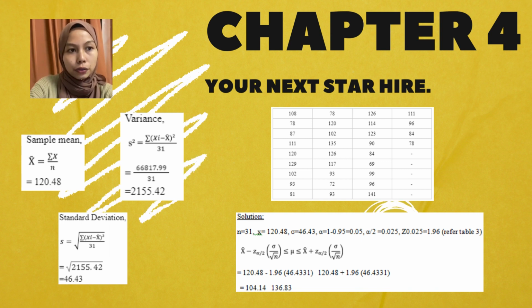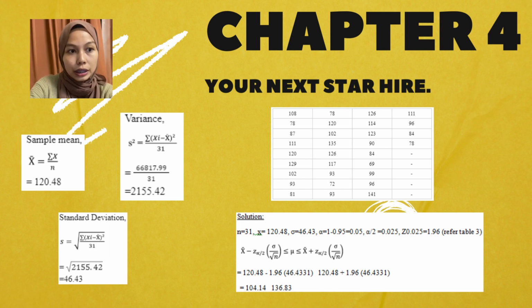Then, the question is to find the 95% confidence intervals for population mean. So, the confidence level is 1 minus 0.95, which is 0.05. Therefore, the confidence coefficient obtained from the table is 1.96.